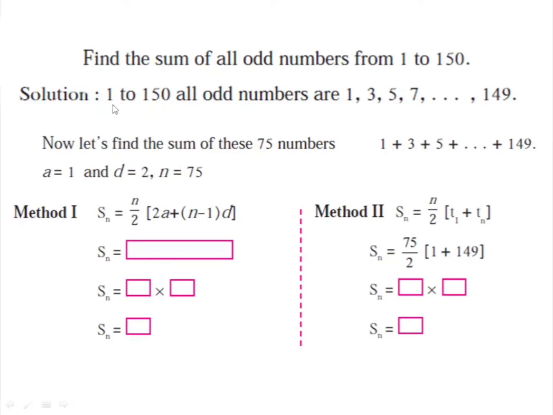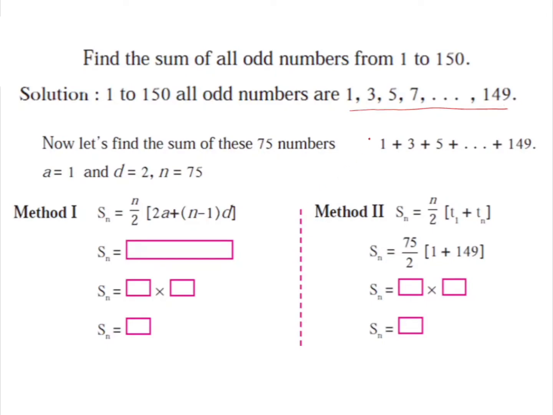So the first step is, from 1 to 150, all the odd numbers are 1, 3, 5, 7 up to 149, because 150 is not an odd number, it is an even number, so we should take up to 149. Here we have to find the sum of all these numbers 1, 3, 5, 7 up to 149.